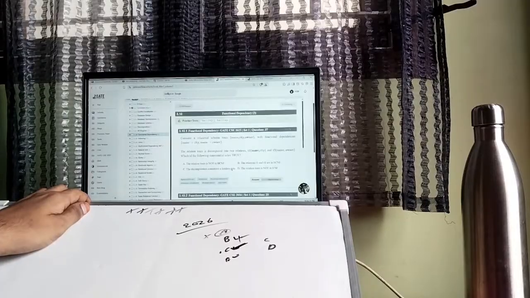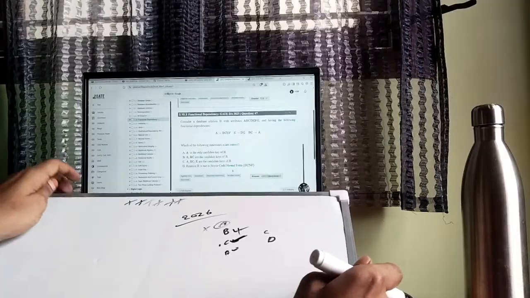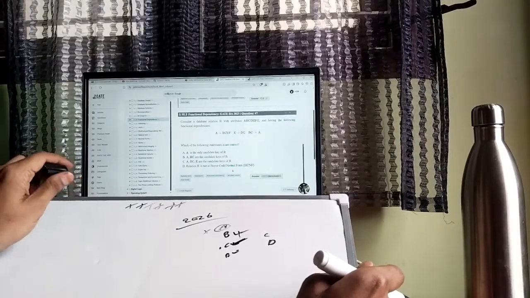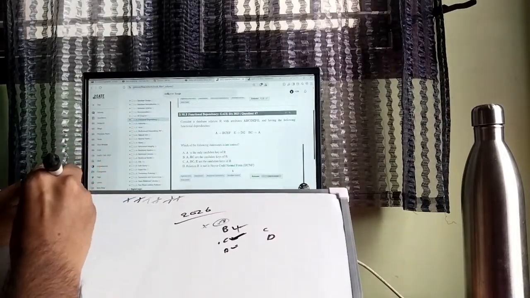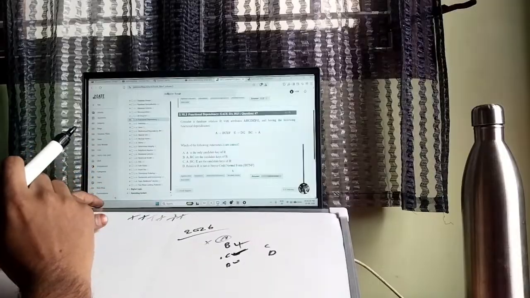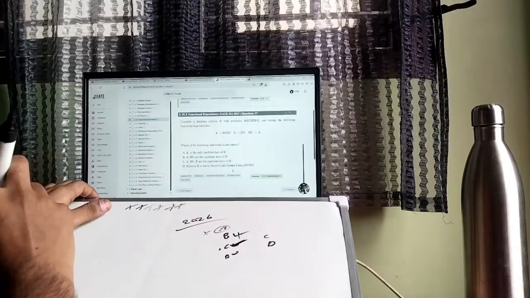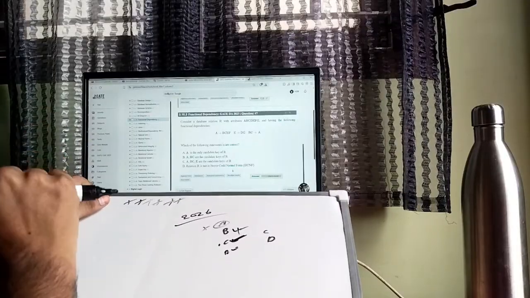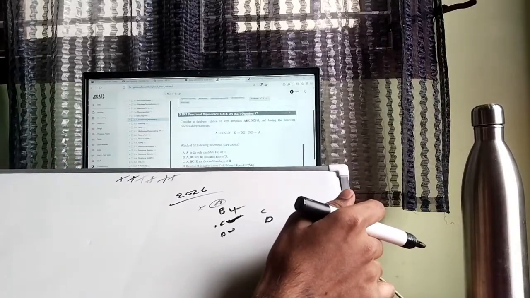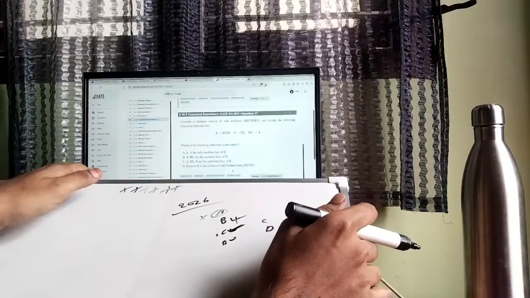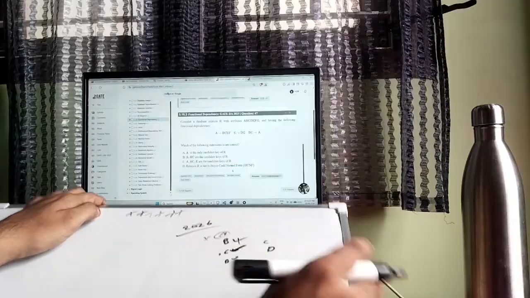What is the second question? Consider the database relation R with attributes A, B, C, D, E, F, G, and having the following functional dependencies: A tends to B, and so on. Okay, this is multiple select. Hang on. Let us see if A is the only candidate key of R. Okay, A is the only candidate key.